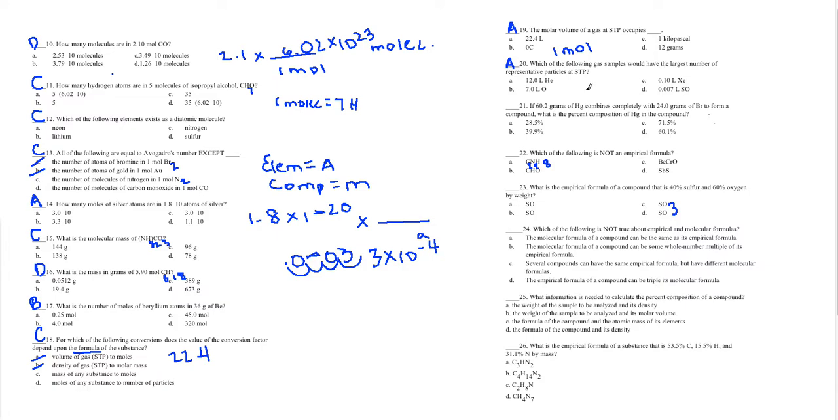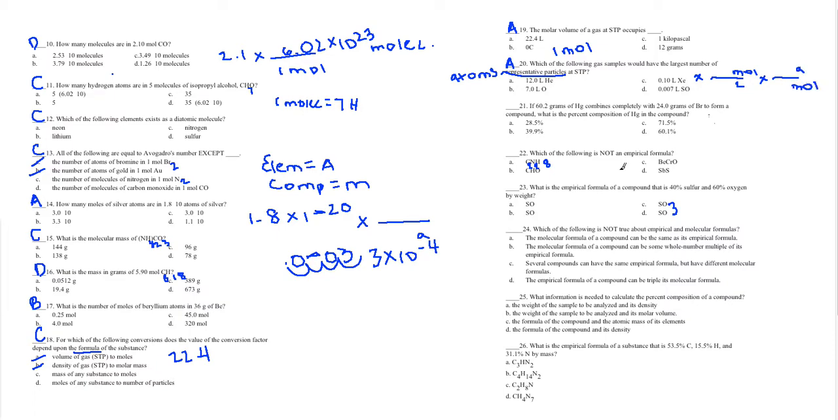All right. Which of the following gas samples would have the largest number of representative particles? Remember, I changed this to atoms. Okay. So remembering that, if I'm talking about A, B, or C, all I need to do is go from liters to moles, and then from moles to atoms. It's really nice and simple.